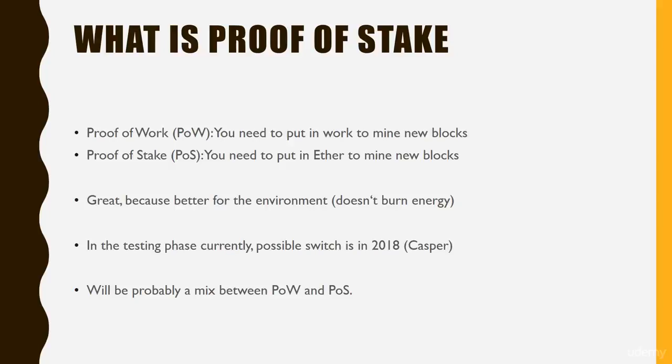Let's have a quick look at what is proof of stake. Proof of work, which we discussed previously, needs to put a lot of electricity and a lot of power in order to mine new blocks. That means it's not very good for the environment and it burns a lot of energy. With proof of stake, you need to put in Ether or a stake to mine new blocks. It's currently in the testing phase. It's possible to switch in around 2018 with the Casper network. And the Casper network will probably be a mix between proof of work and proof of stake. But there is a lot of work to be done still, and we will see what's coming up.